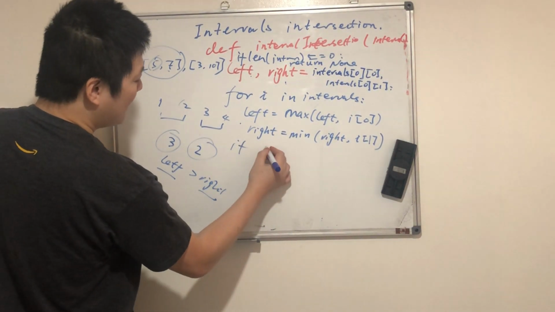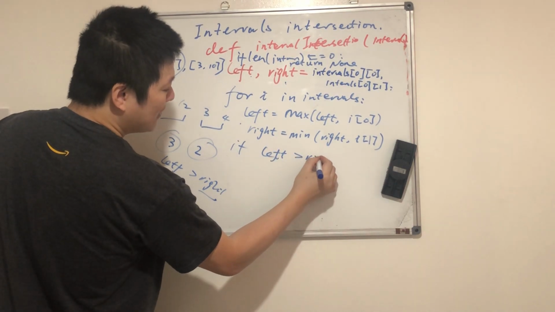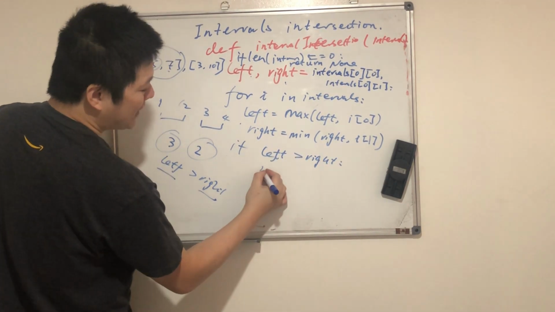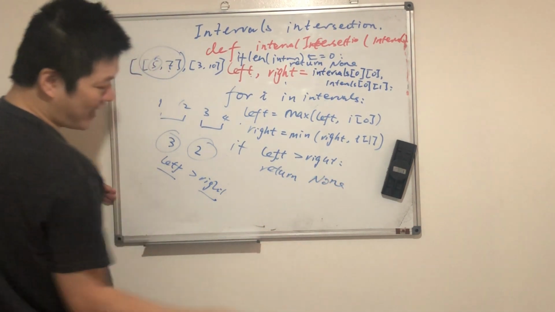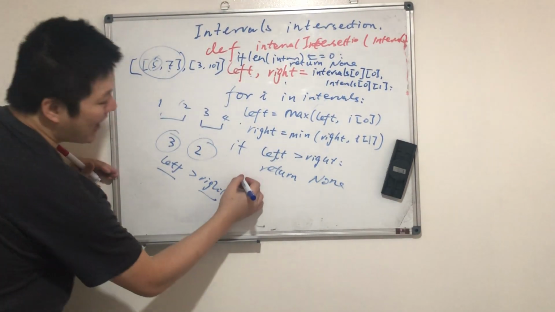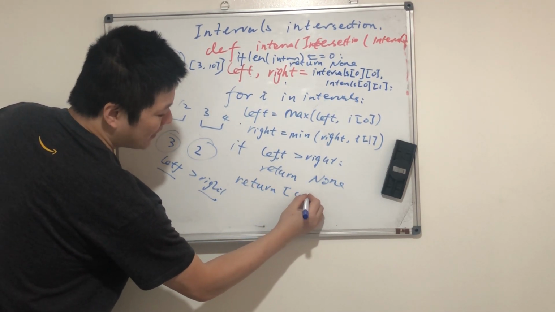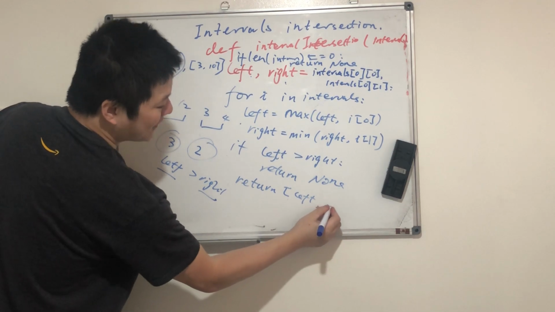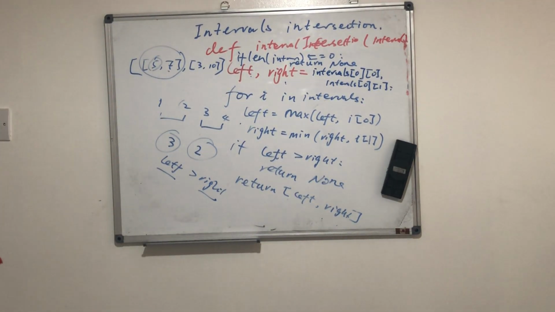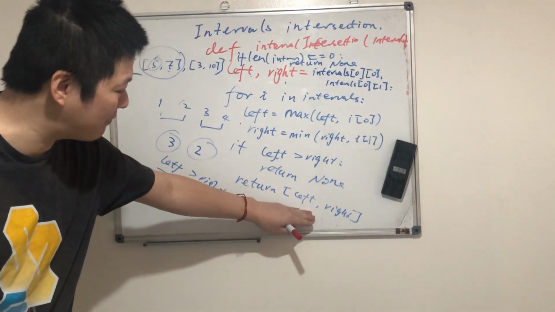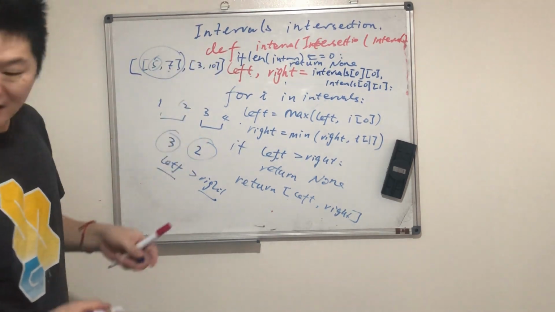So if left is bigger than right, return none, because there's no intersection. Otherwise, return the intersection: left and right. This is the interval we're looking for, the intersection. So does it make sense?